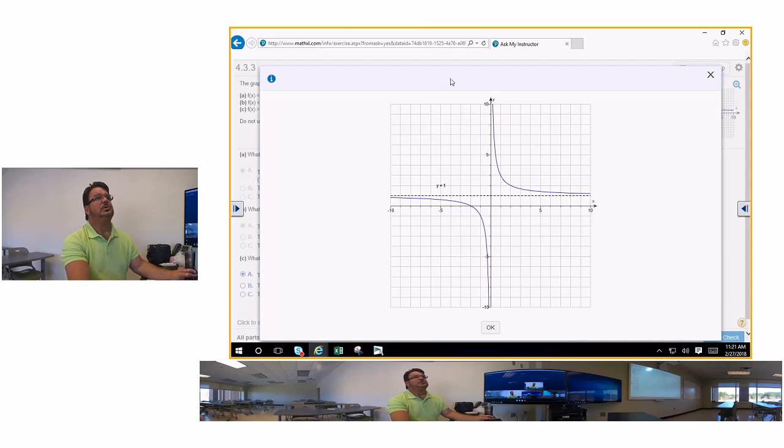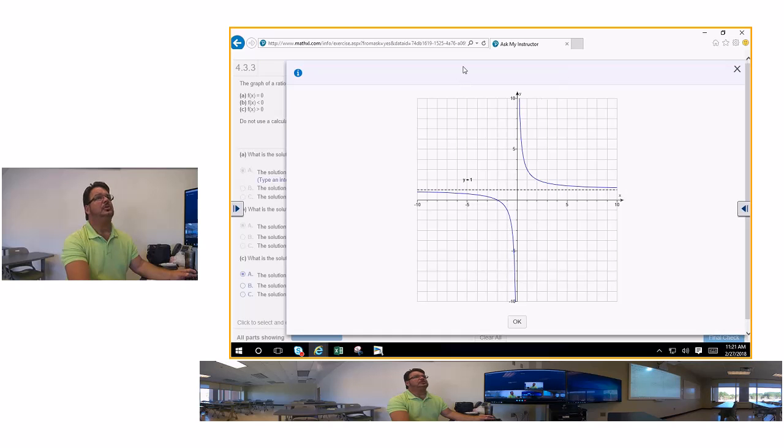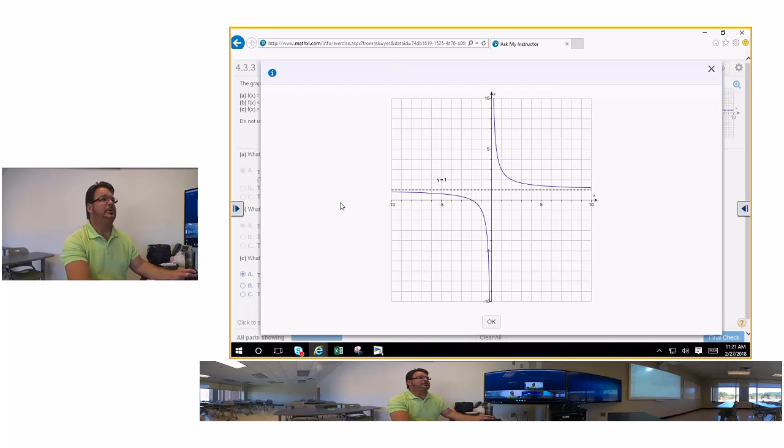Okay, this is basically you're looking at a graph. Let me do this. No, I can't do it because, all right, there's the graph. I wish they'd make it a little bit better. We know that the vertical asymptote is the y-axis, which means x is equal to 0. And the horizontal asymptote is 1. Okay, so what does that mean?